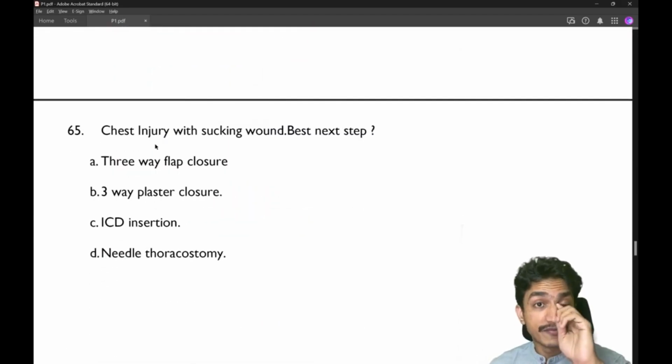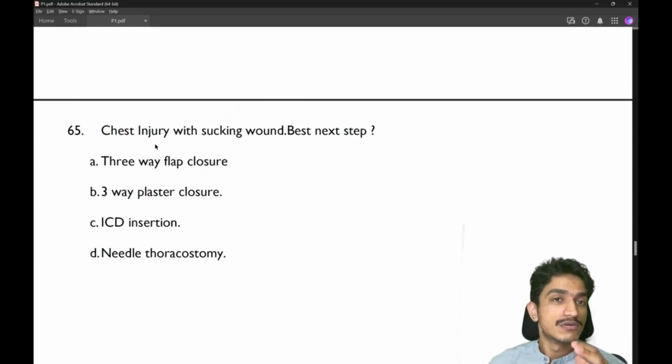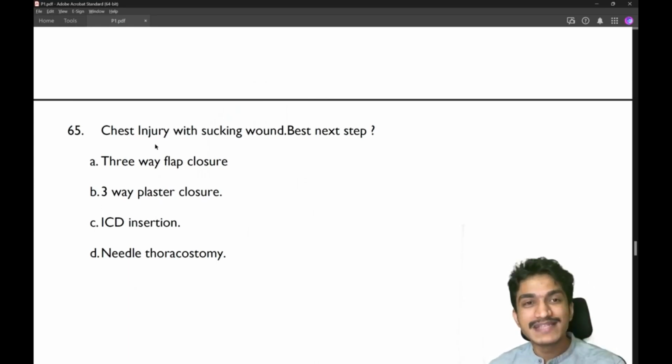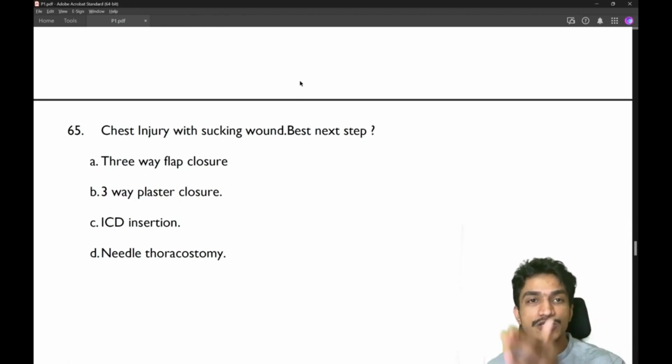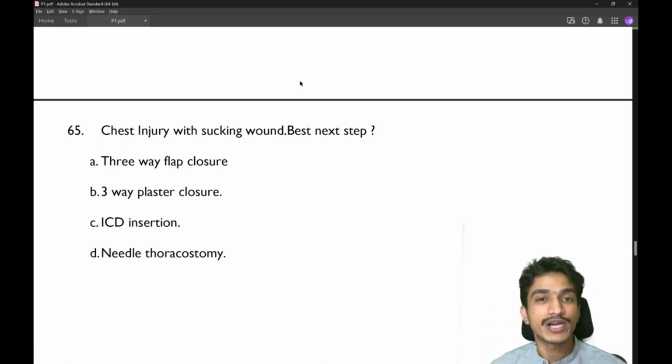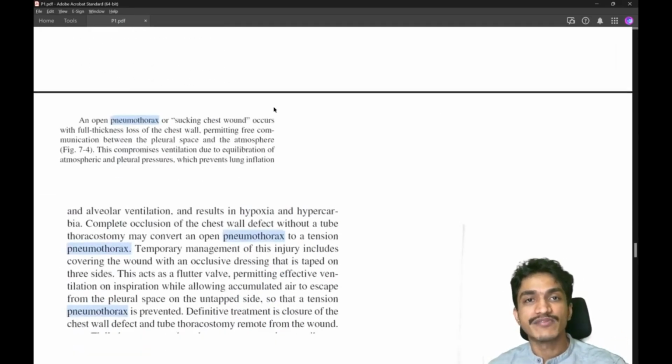Chest injury with sucking wound, that is an open pneumothorax, so you do not close it. You either put an ICD remote from the wound side and then you close the wound. But if you don't have that in option, then you go for a three-way plaster closure. That is, you put a dressing and only tape it on three sides, keep it open on one side. So that is what you can do as a next step. Other than that, if you have option as ICD with closure of the wound, then that should be the answer. But in this case, that is not given in the option. So the answer is three-way plaster closure.